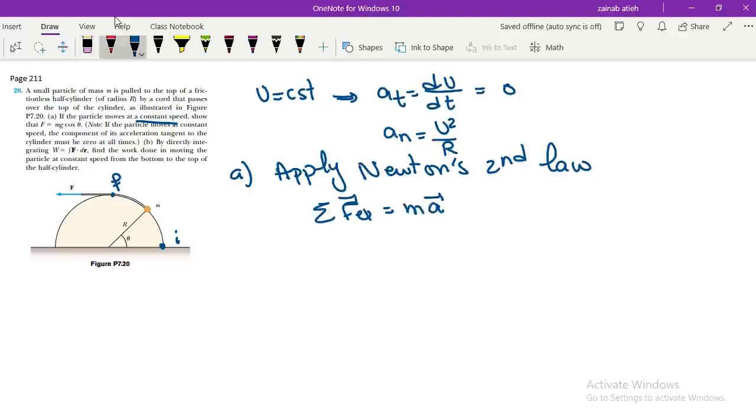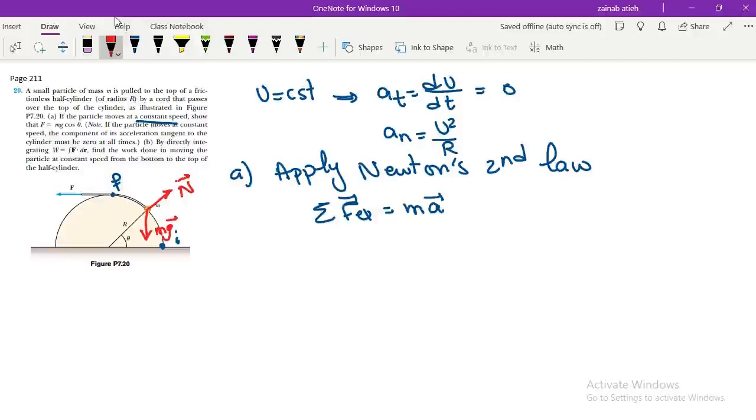What are the forces acting on the particle? I will draw them. We have the weight, which is vertically downward. This is mg. We have the normal. Remember the normal always comes perpendicular to the circle. This is N. I drew it outward because the particle is on the circle from the outside. If the particle were on the circle from the inside, I would draw it inward.